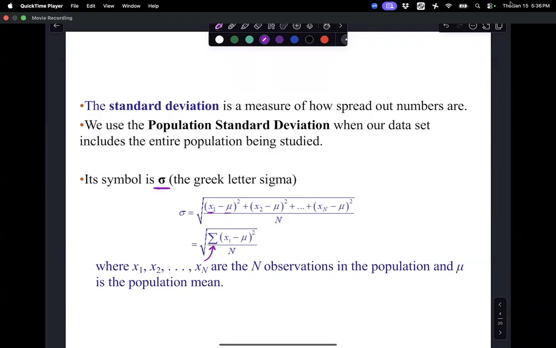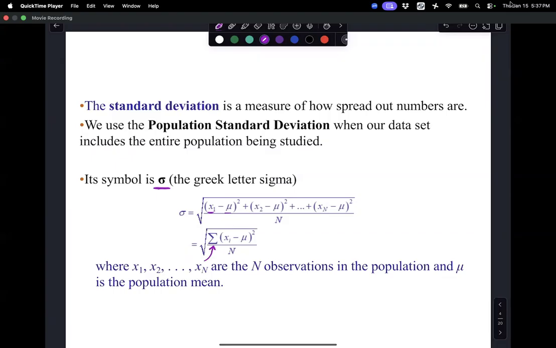The reason we square them is because we want to get rid of the negatives, because you're going to have some negative values when you take your data value and subtract the mean. We don't want those negatives, because if you do that with each and every data value and you don't square them, you're going to get a sum of 0, and it doesn't help us with anything. So we want them to all be positive.